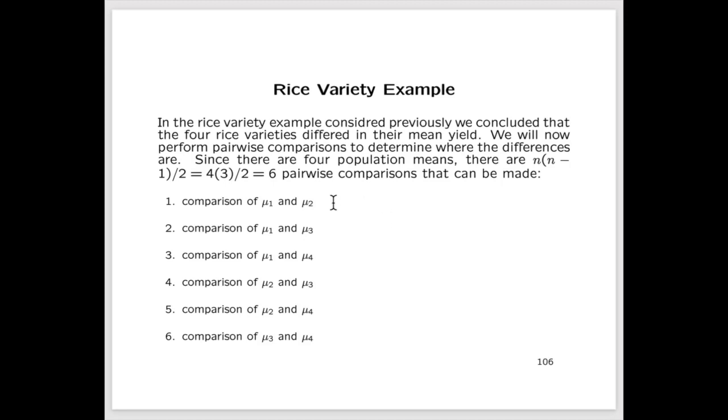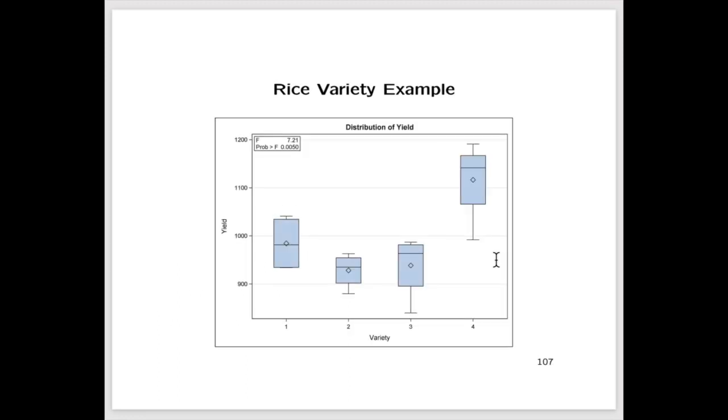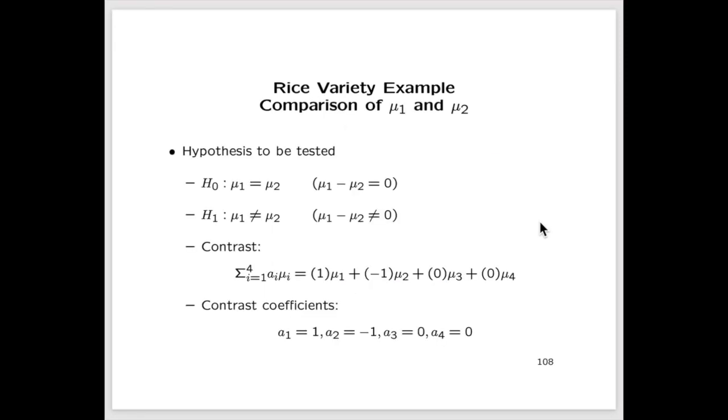The comparison of means 1 and 2, 1 and 3, 1 and 4, 2 and 3, 2 and 4, and 3 and 4. Those are the pairwise comparisons that we will be making. And again, here is a graph showing the side-by-side box plots, and this gives us some information on what we might expect. But in order to draw formal conclusions, we need to perform these specific comparisons using the methodology that we've looked at. The first comparison we're going to make is a comparison of means 1 and 2.